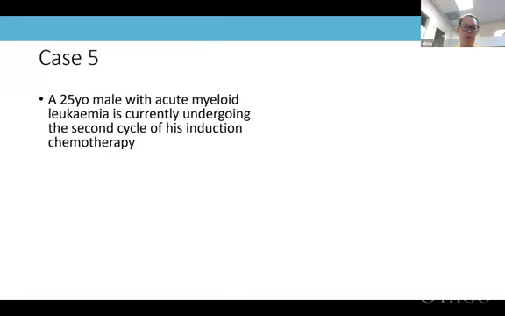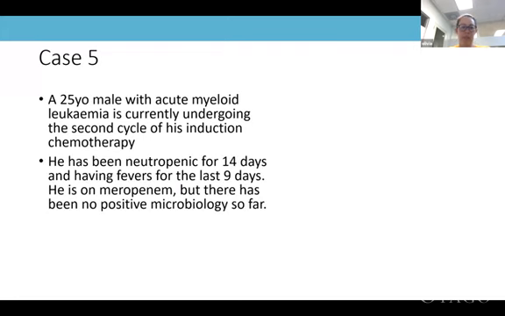So this is a 25-year-old male with acute myeloid leukemia who's currently undergoing the second cycle of his induction chemotherapy. He's been neutropenic for 14 days and has been having fevers for the last 9 days. He is on meropenem, so he would have been escalated to that because he was having ongoing fevers, but so far there's been no positive microbiology to help direct his antibiotic therapy.